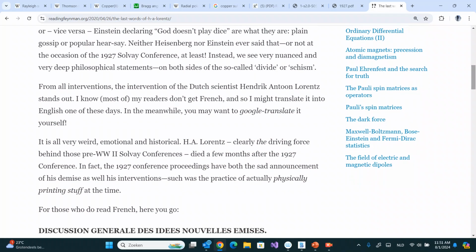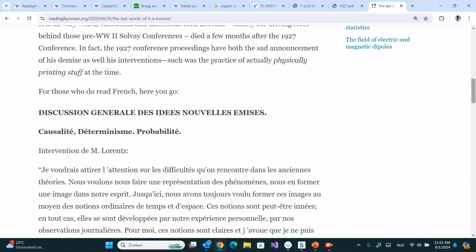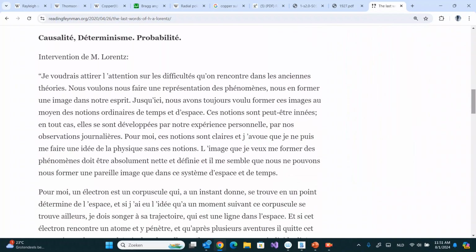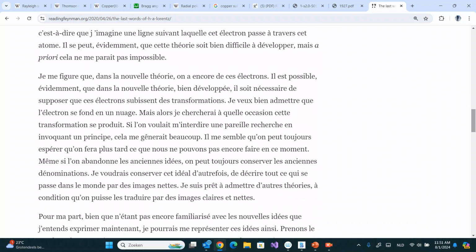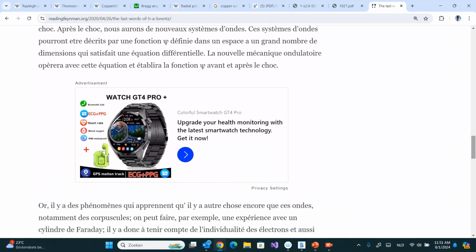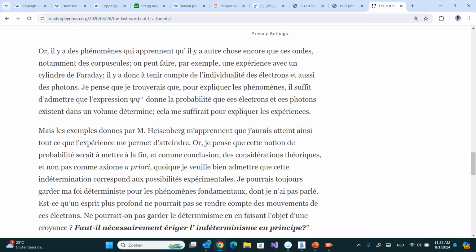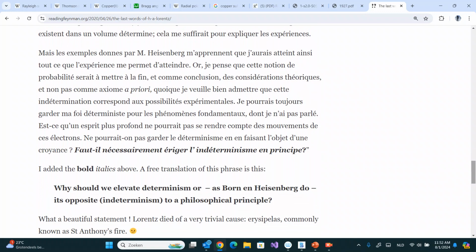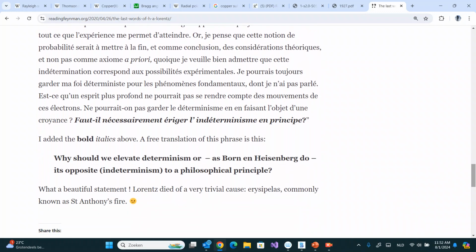So the last words of H.A. Lorentz, at least at that Solvay conference, and here I do quote it in French. You can translate, but I will just note something that has driven me: it's not necessary to elevate indeterminism to a philosophical principle. I think that's a beautiful statement.